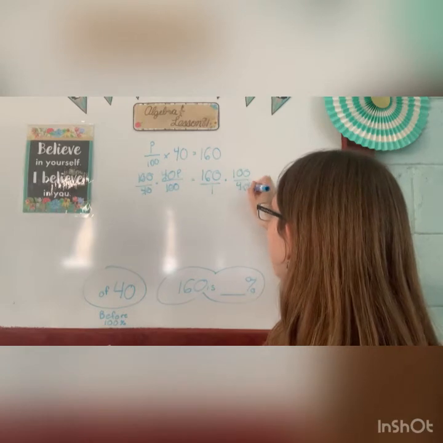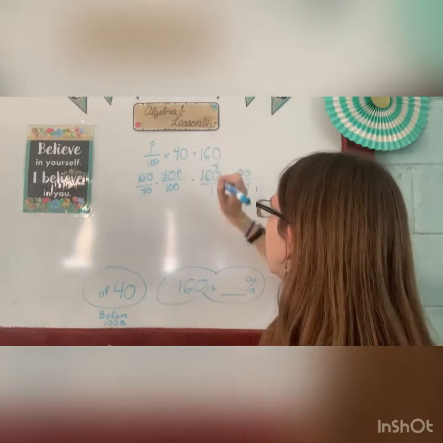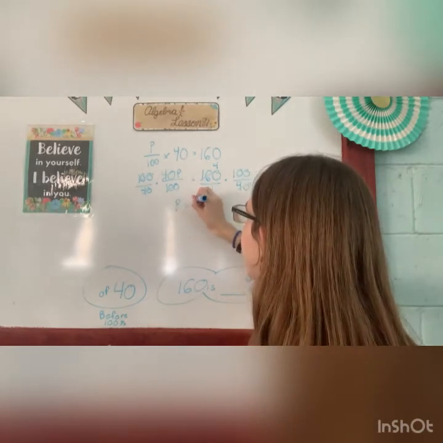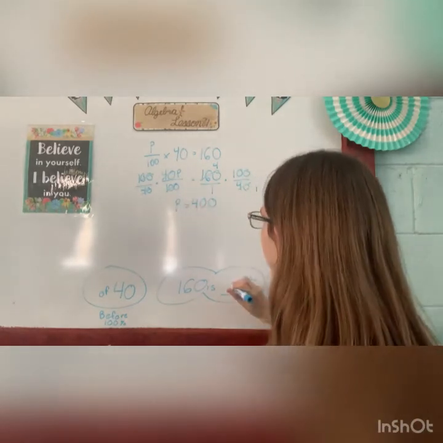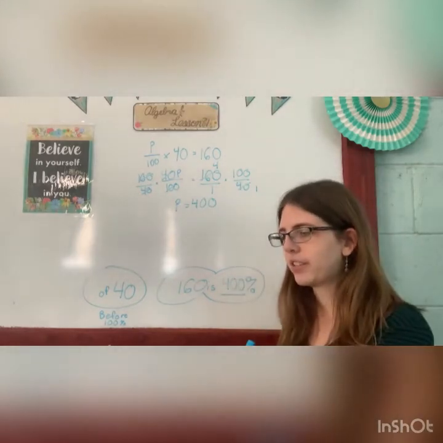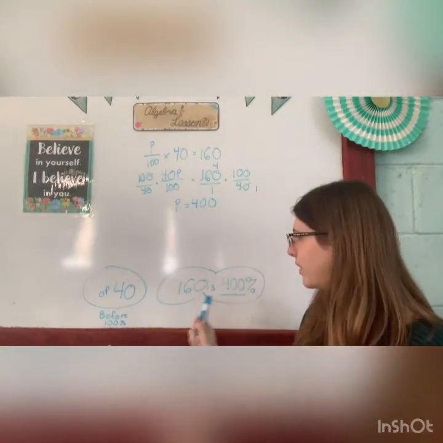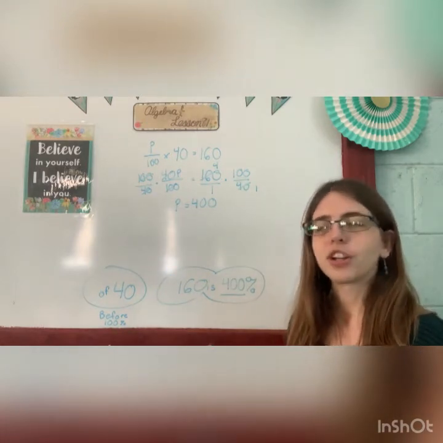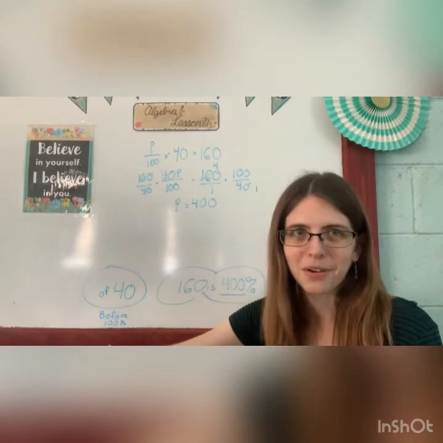This cancels out, becomes 1. 40 into 160 is 4. So P, my percent, equals 400. So my answer is 400%. Quick mental check, is 400% greater than 100%? Yes, it is, so I know I did my work correctly, or probably correctly.